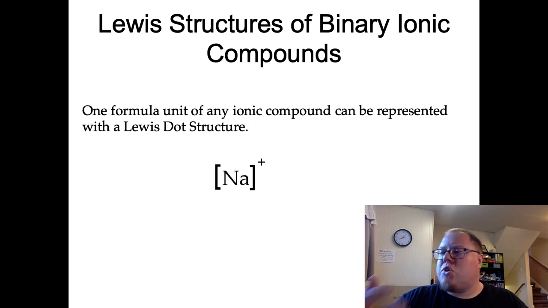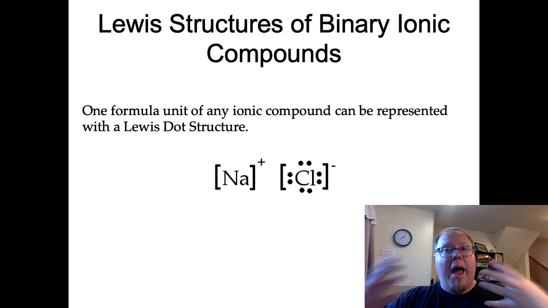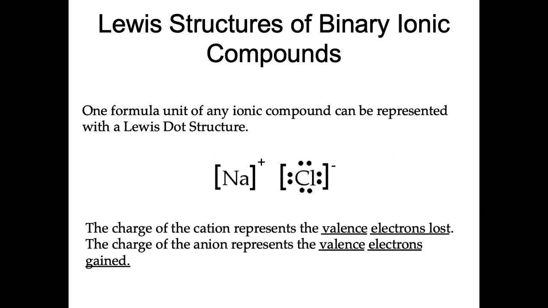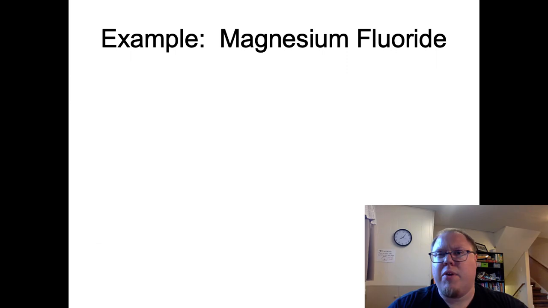And we're also going to give it a charge. We're going to put brackets around it and put a +1 there. The chlorine, it now has 8. Okay, it gained that 1. We're going to put brackets around the chlorine and put a little negative charge there. Okay, so the charge of that cation, the positive one, represents how many electrons it lost. And the charge of the anion, the negative one, represents how many electrons it gained. All right? Now that's one example. Let me show you another one.